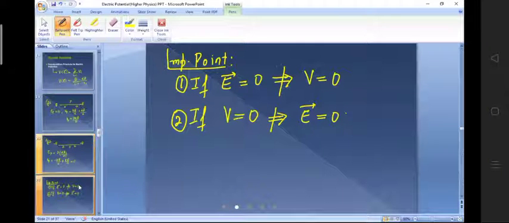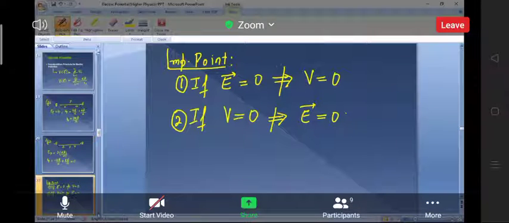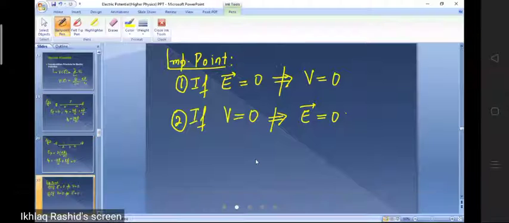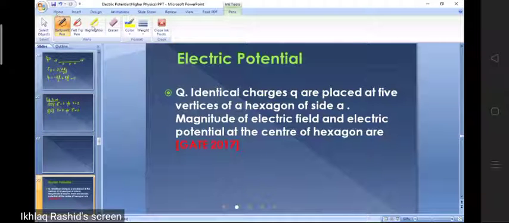Fine. Okay, now I think point number first was asked in the year 2017. Okay, easiest of the lot. Okay, so let's do this example.